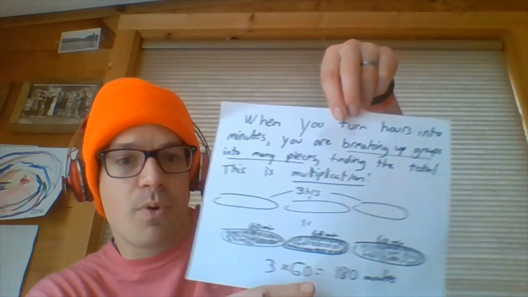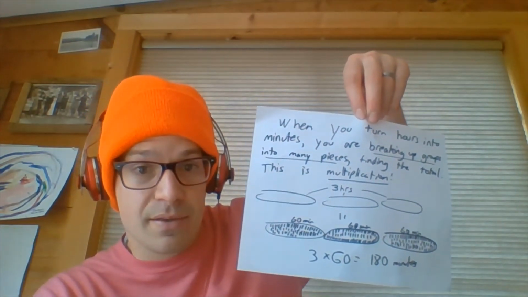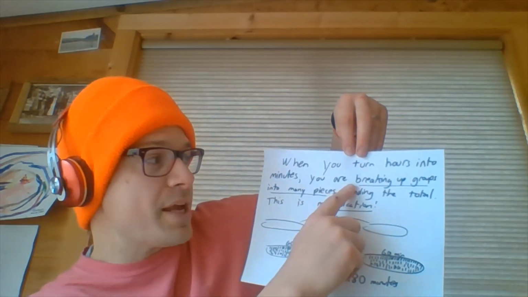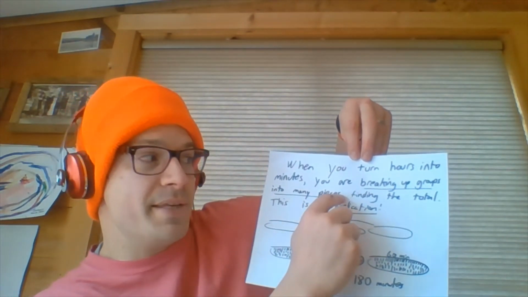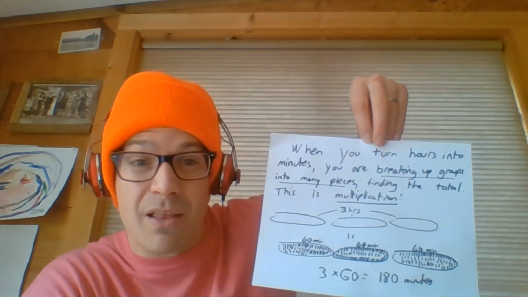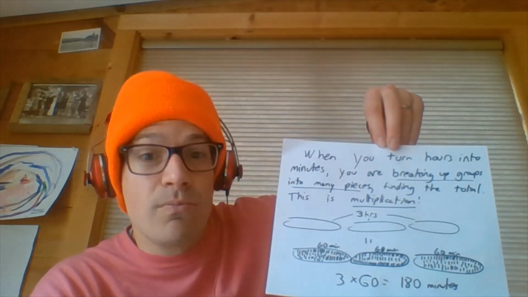If you look at the other way, this is where we're taking a bigger unit and making it into smaller pieces. Okay, so when you turn hours into minutes, you are breaking up groups into many pieces, finding the total. When you break up something into lots of pieces and you're finding how many pieces there are, you're multiplying.